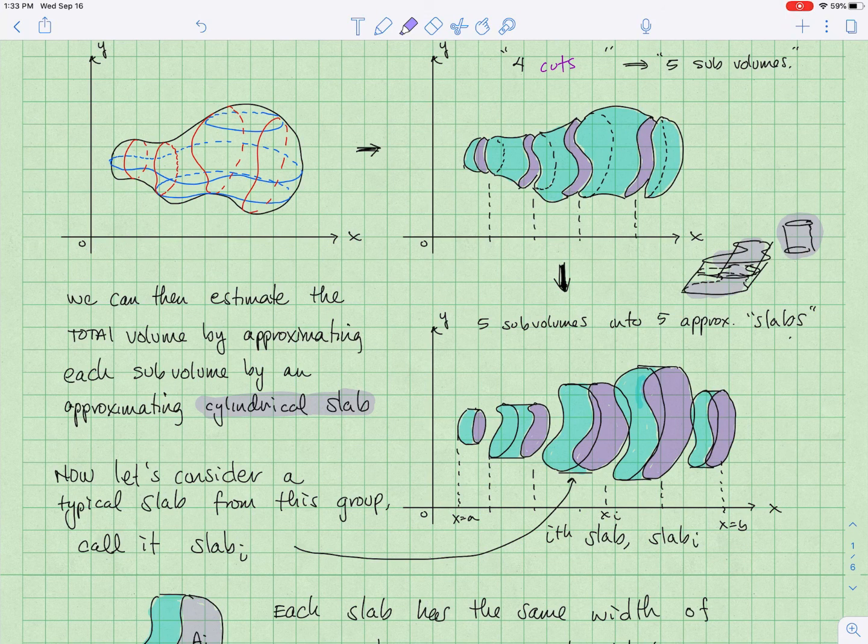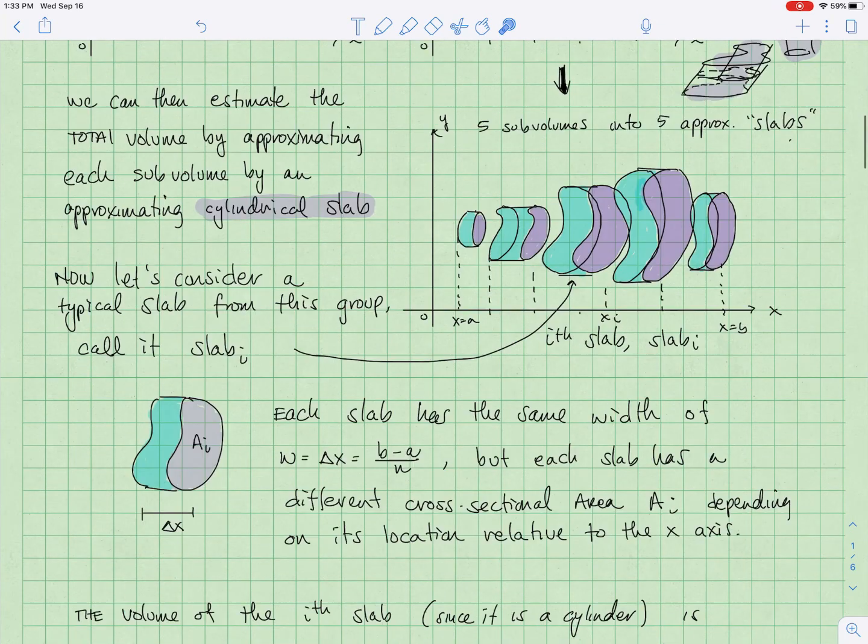So now let's consider a typical slab out of the middle here. This little T-bone steak. So here's my general ith slab out of the middle. If we cut this into n equal slices, since we cut this perpendicular to the x-axis, each slab is going to have a width of what we usually call delta x, or the length of the interval, b minus a, cut into 1, 2, 3, up to n slices.